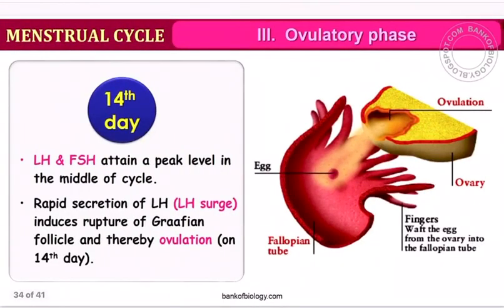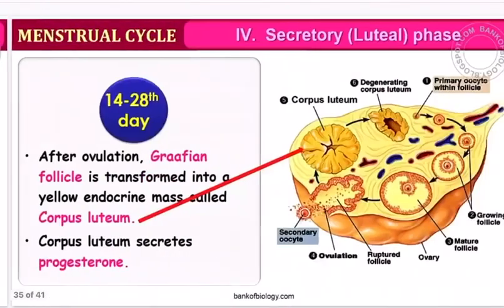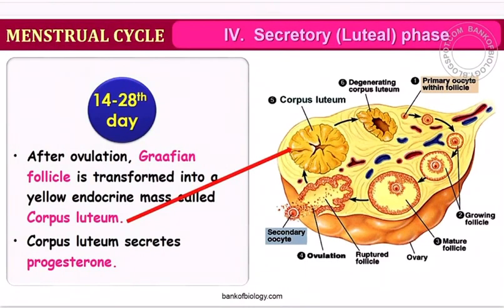Again, a precaution: it is not a rule that it should happen on the 14th day only. Depending upon the secretions of LH and FSH, this differs from female to female. And LH and FSH attain peak level in the middle of the cycle, as we said. And you can see here the process of ovulation. The ovulation is taking place, the egg is coming out, and it is entering into the fallopian tube, and these finger-like structures will be there, and in the fallopian tube they suck this egg, the ovum.